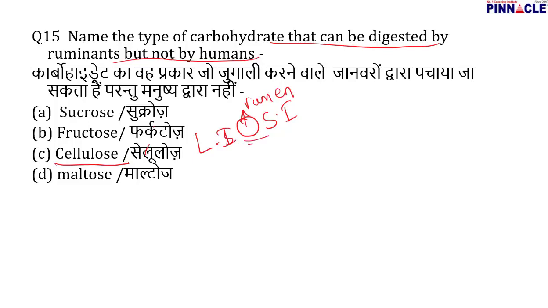But this kind of structure is absent in human beings, and we cannot digest cellulose. So cellulose is that particular type of carbohydrate which can be digested by ruminants, but it cannot be digested by human beings. So for question number 15, C, that is cellulose, is the correct option.